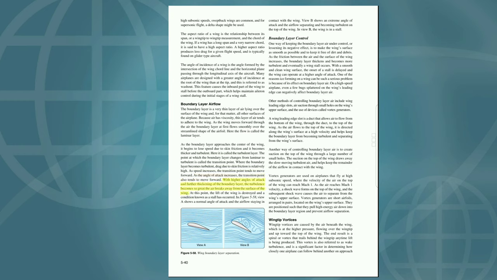With higher angles of attack and further thickening of the boundary layer, the turbulence becomes so great the air breaks away from the surface of the wing. At this point, the lift of the wing is destroyed and a condition known as a stall has occurred.